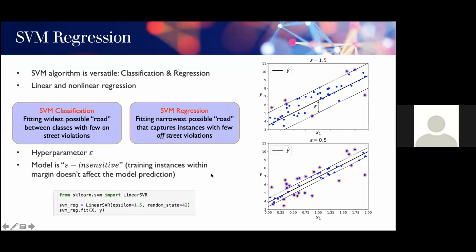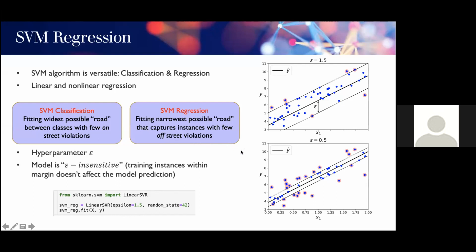I have learned about SVM classification before, but I had not learned about SVM regression until I read this book, and I really, really like SVM regression. Conceptually, I'm not sure how this plays out in terms of practical implementation. And the reason is that SVM regression seems to be exactly opposite of SVM classification.